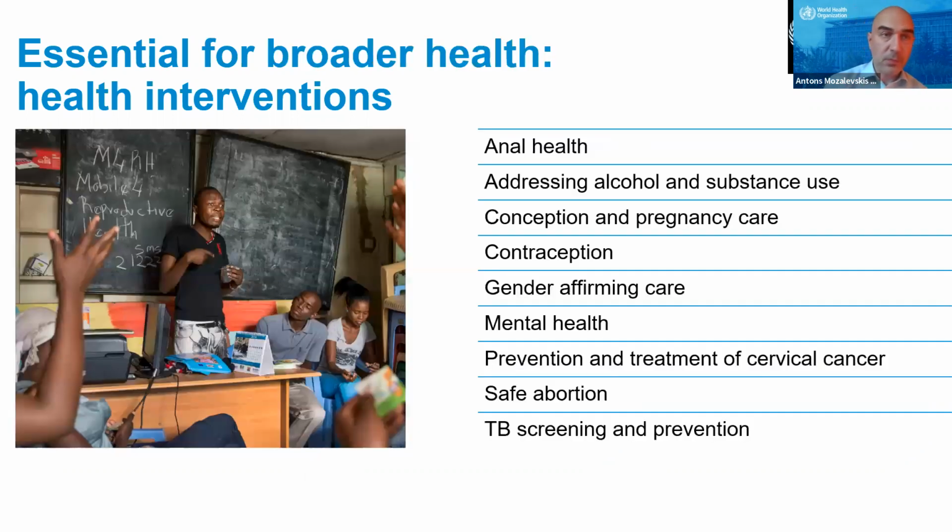Next slide, please. The next group, as I already mentioned, are health interventions which are essential for broader health. These also come from the values and preferences study and are very important for key populations. They include mental health services, prevention and treatment of NCDs, including cervical cancer, reproductive services, including access to safe abortion, addressing alcohol and substance use, and also gender-affirming care, which is extremely important for transgender and gender diverse people. Next slide.